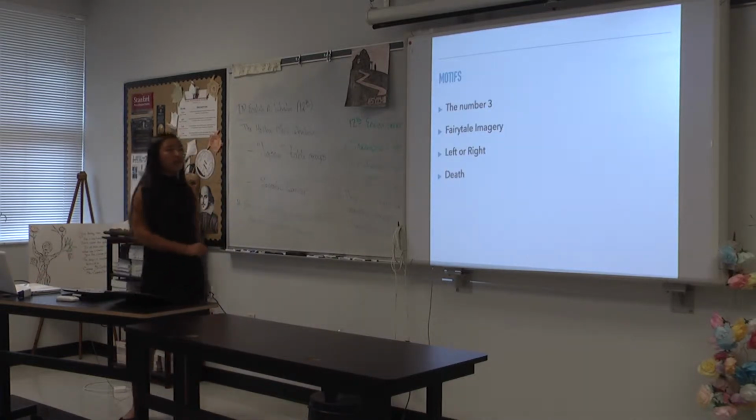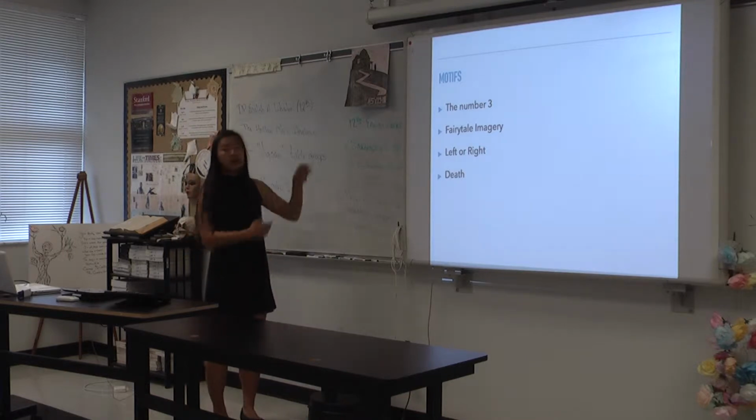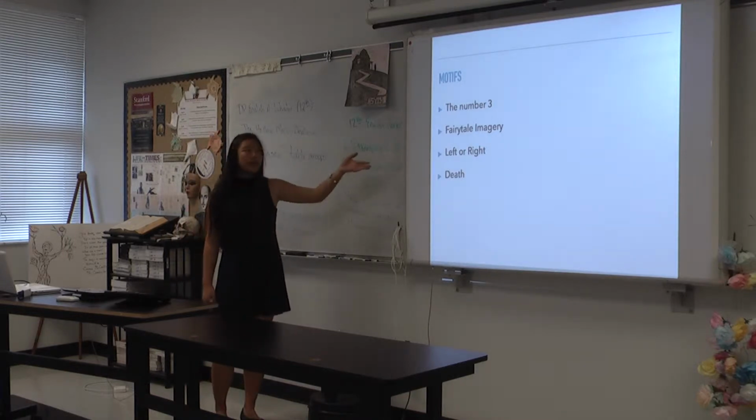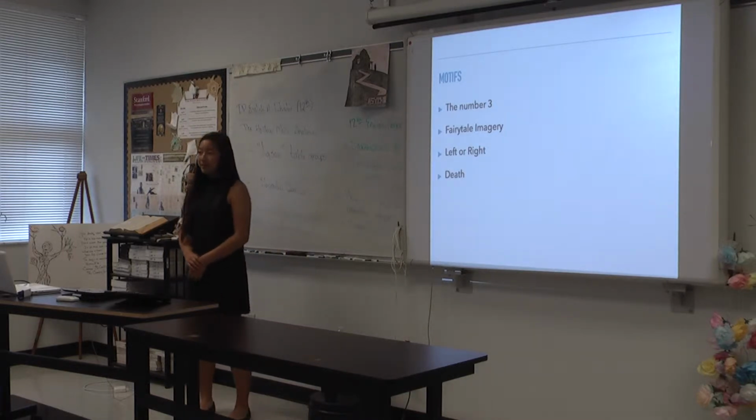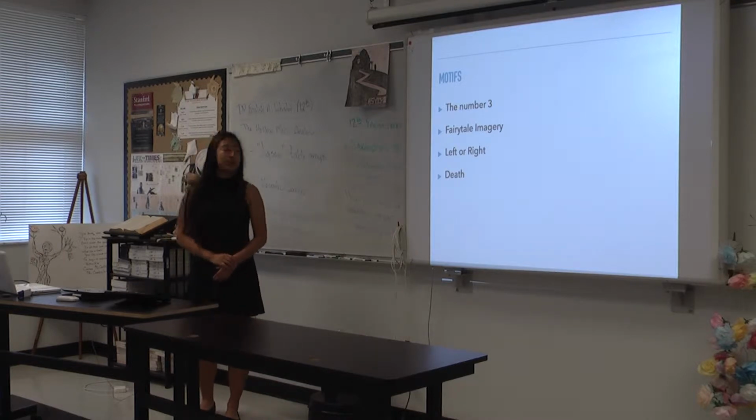So the 4 motifs that I will be discussing today are the number 3, the fairytale imagery motif, the left or right motif, and finally, the death motif. So in this case, the 3 executions that occurred throughout the course of the novel.